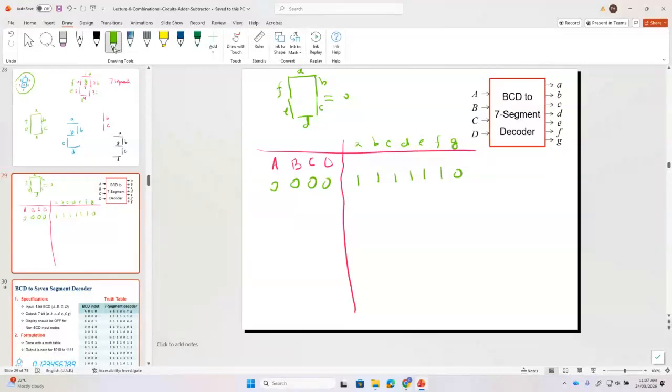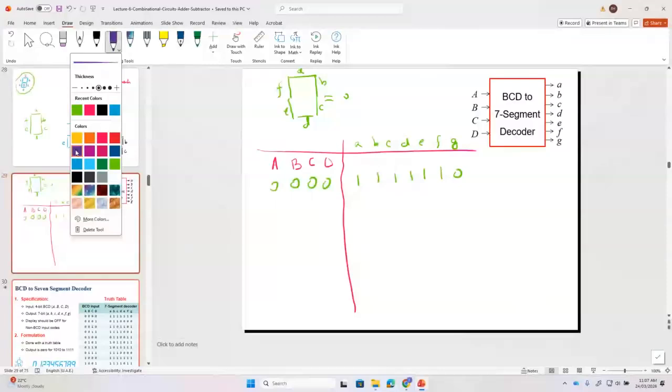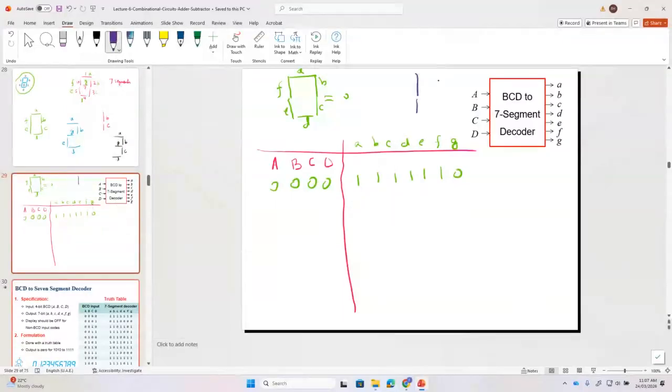If you want to display 1, okay, now I'm using the purple color. So basically, can you see here? This is 1. If you want to display 1, so B is 1 and C is 1. So 0, 0, 0, 1, which is actually equal to 1. So B is 1 and C is 1, and all other segments are 0.